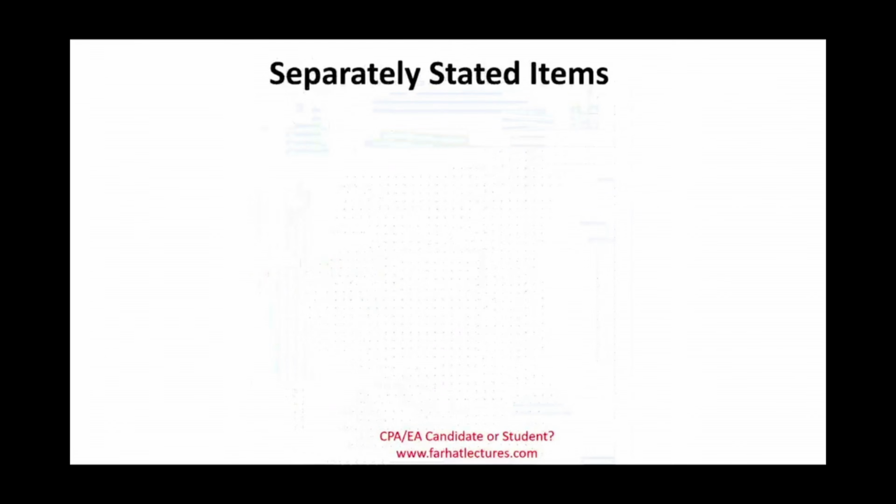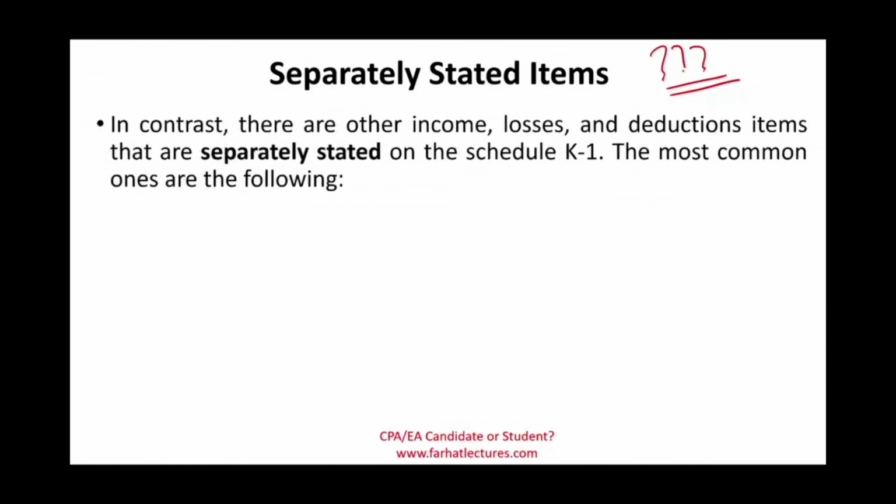Now we need to talk about separately stated items, and why we have separately stated items. It's important to understand why separately stated items exist as a category, because if you understand why, then you can recall them without memorizing them. In contrast, other income, losses, and deductions are separately stated. Why? Because they affect each shareholder separately. Let me list them and I'll give you a few examples to make the point.